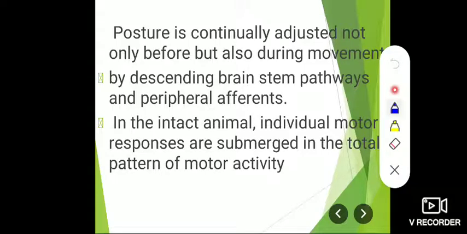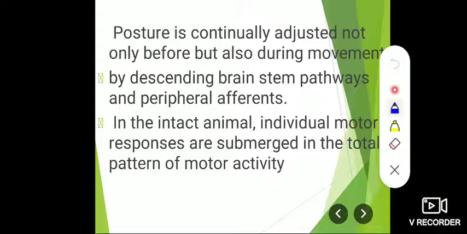In the intact animal, individual motor responses are submerged in the total pattern of activity. I'll just give an example. Suppose we are in a daylight room where we have electrical bulbs of different wattage: one is a zero watt bulb, another 10 watt, 15, 20, and 100 watt also. In all this light, if the zero watt bulb is on, we don't recognize it, even if it is on. But if you come down in the night, even the zero watt bulb will tell you yes, light is there.